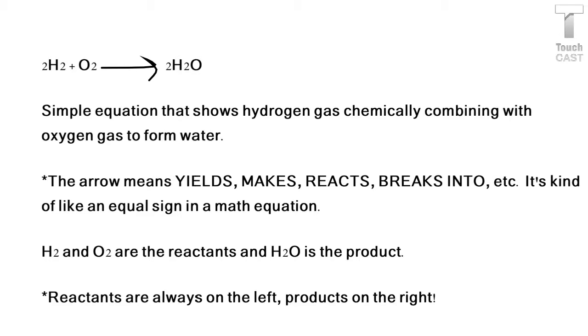The arrow is always going to go from left to right. It's always going to point to the right. The arrow means yields or makes or reacts or breaks into. So in a word problem or something that you're presented with that would be a chemical reaction on paper, these are the possibilities that that arrow could represent. It's just like the equal sign in a math equation.